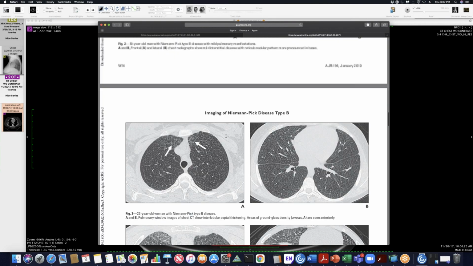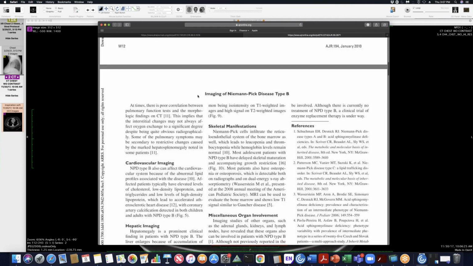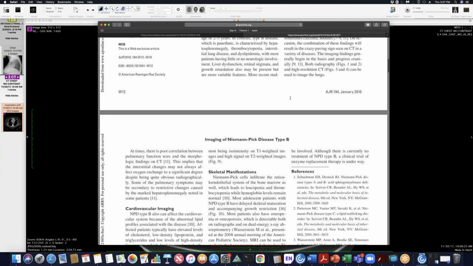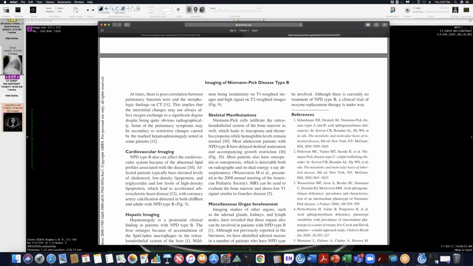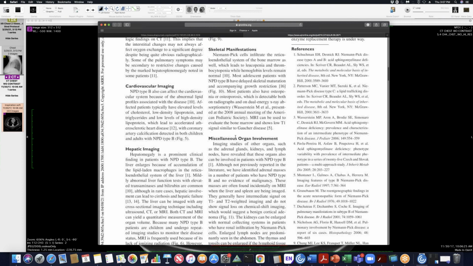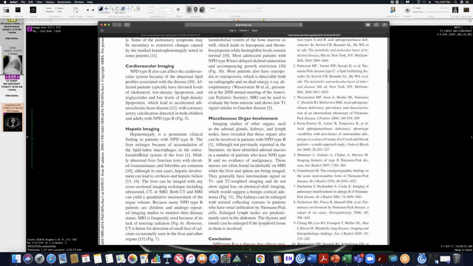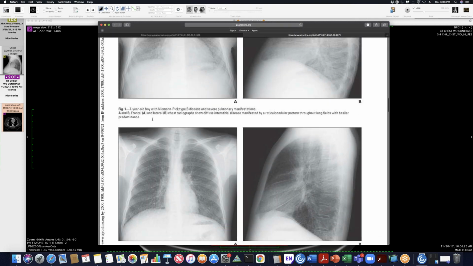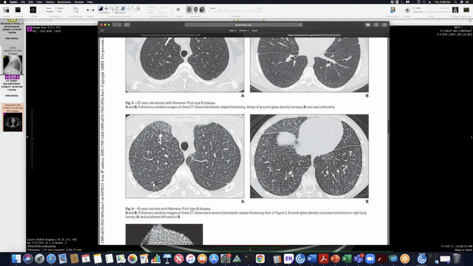Here's a nice AJR article. It's very nice and concise, from 2010 on Niemann-Pick, and they talk about the different imaging manifestations. And obviously it's multi-organ. Essentially, in all the other organs outside of the lungs, the findings are very non-specific. For example, in the spleen it's just splenomegaly, or in the liver, hepatomegaly. In the lungs, it's the interstitial opacity, essentially the same pattern that we see in the example.